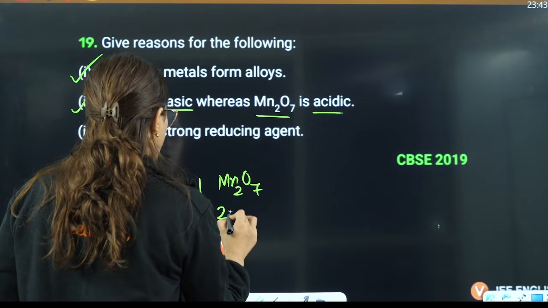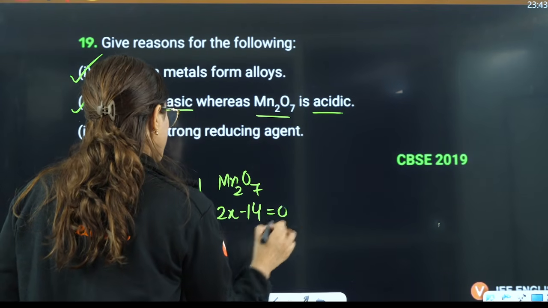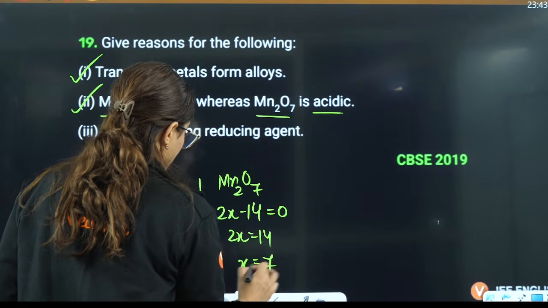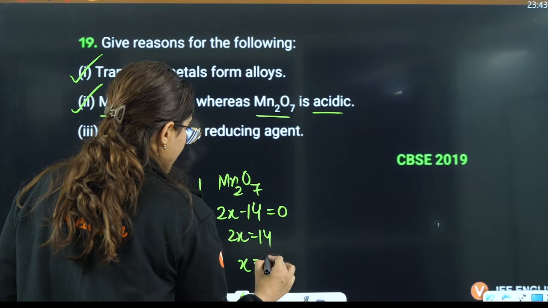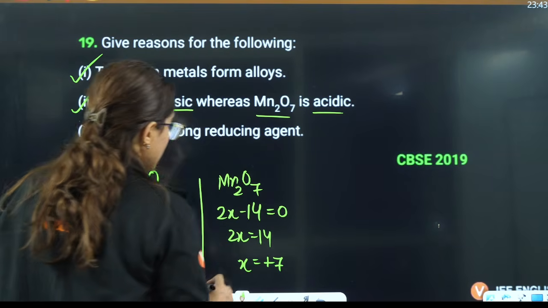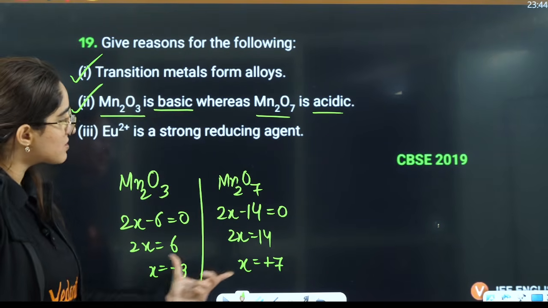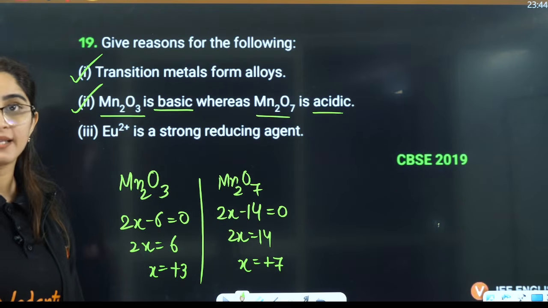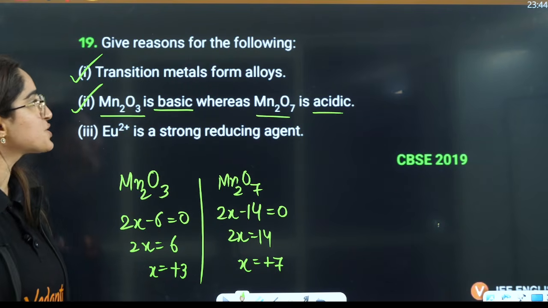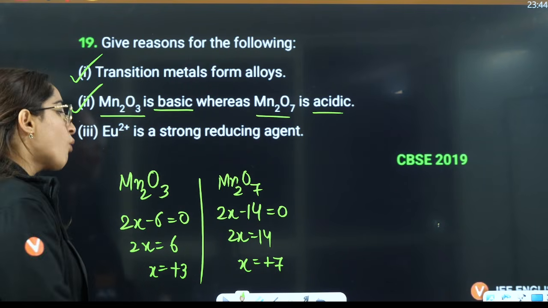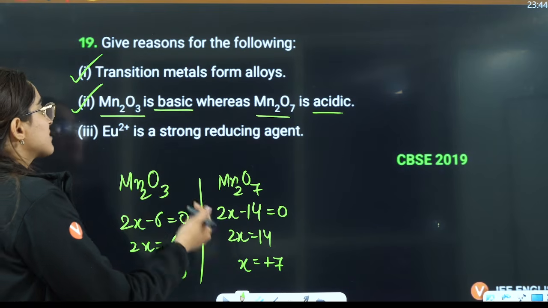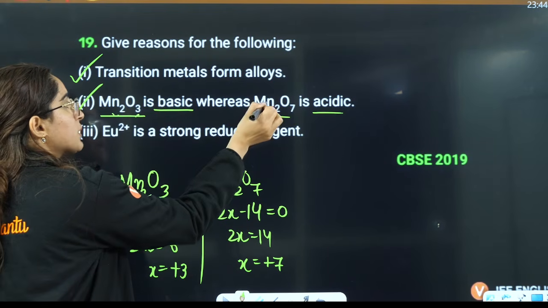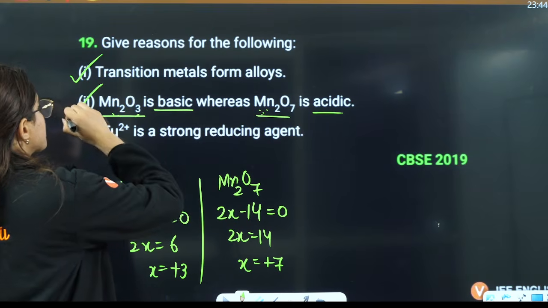This is Mn2O7, this is 2x minus 14 is equal to 0, 2x is equal to 14, x is equal to 7. Okay, x is equal to plus 7. Now here it is plus 3, here it is plus 7. Now understand one thing here, if it is plus 3 and if this is plus 7 here, then more is the oxidation state, more is the acidic character. So this will be basic because of lower oxidation state, this will be acidic because of high oxidation state.